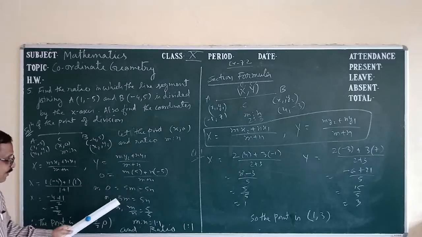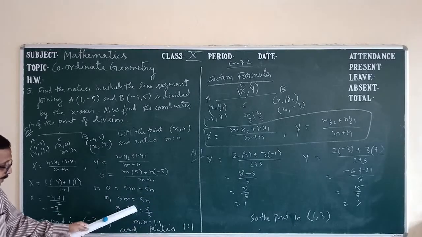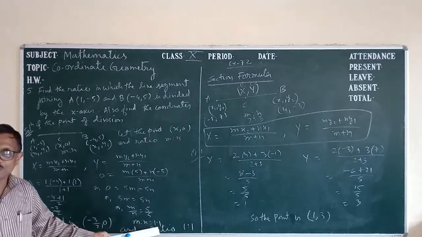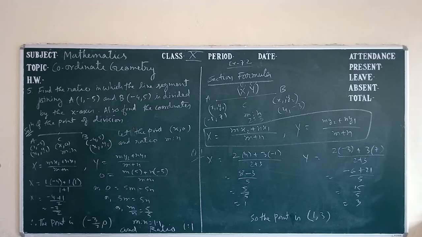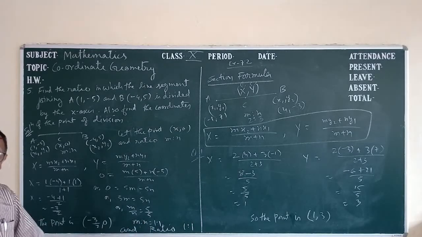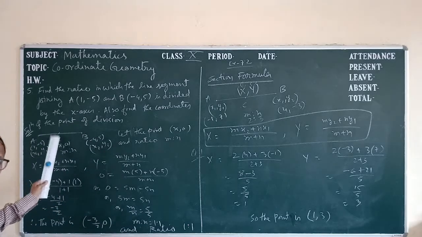So we shift it: 5m equal to 5n. Both sides change. 5m equal to 5n, so m upon n equal to 5 upon 5. So m is to n equal to 1 is to 1. Now we get that the m and n values are 1 and 1. 1 is to 1 means this is the midpoint.